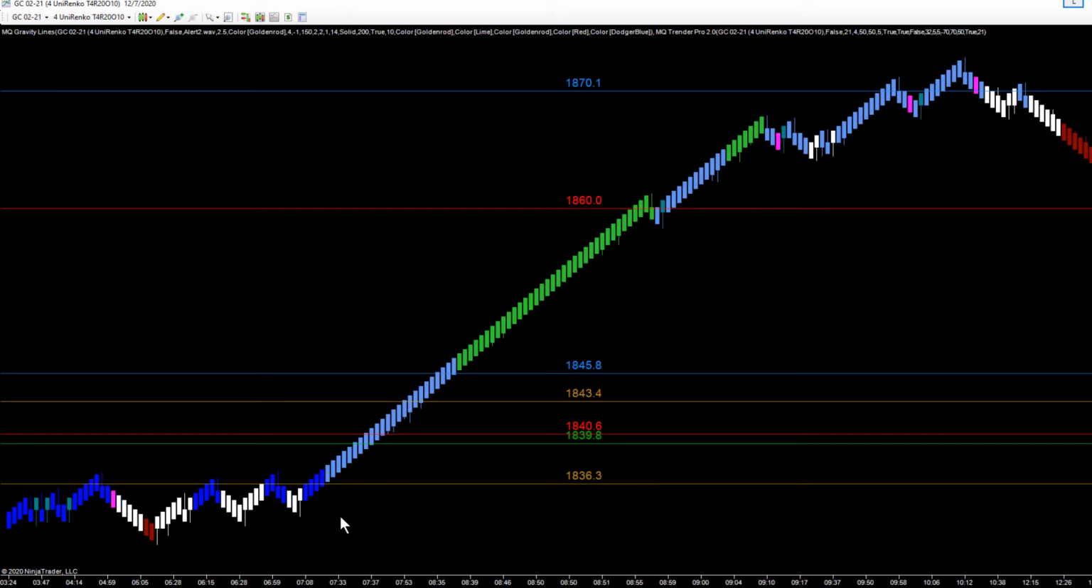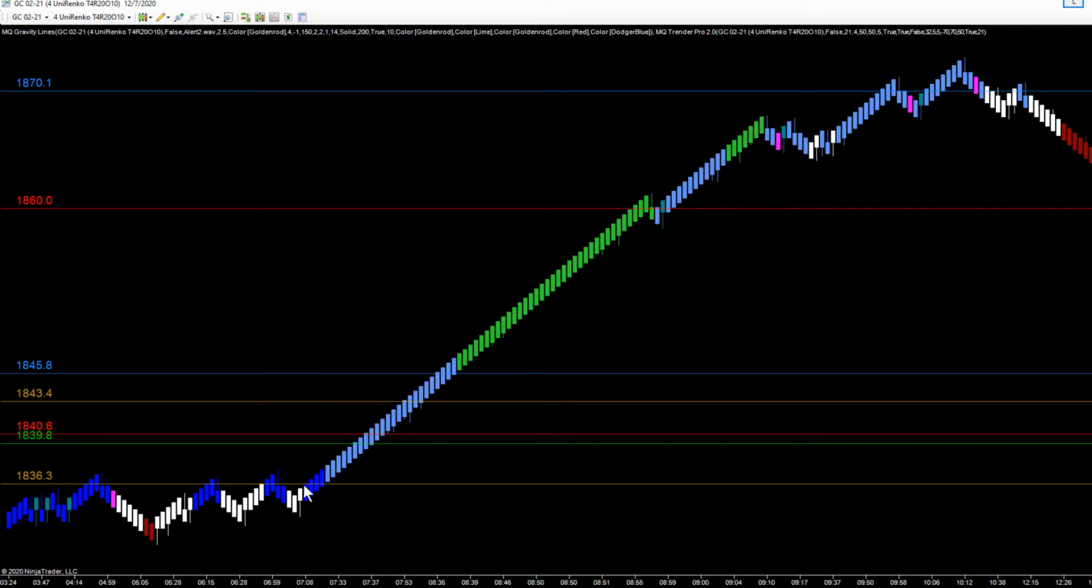You can see that right here is where we had the breakout in the morning session. And then you can see our gravity lines. These are targets. These lines act like gravity to price, and price tends to attract to these lines. And these lines can help us maximize our profit.